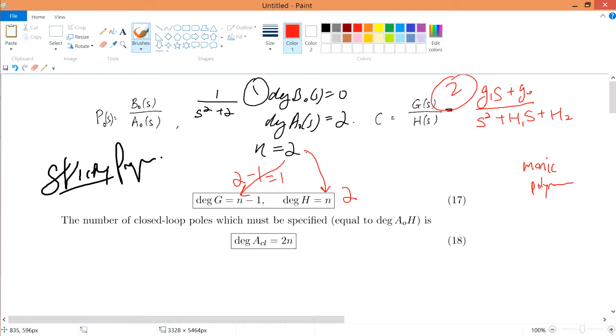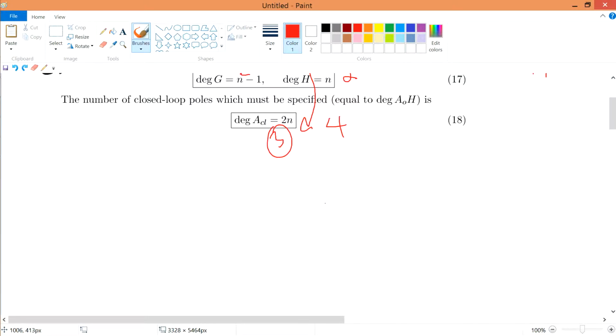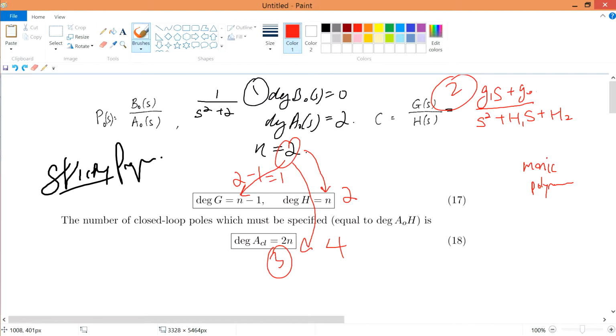The third step is to just sub in my n over here. My n is 2, right? So 2 times 2 is 4. So the order of degree for my A_CL, my Diophantine equation, must be 4. So what I can do is sub in my Diophantine equation first. It's just A naught H plus B naught G is equal to your A_CL, where CL is closed loop.